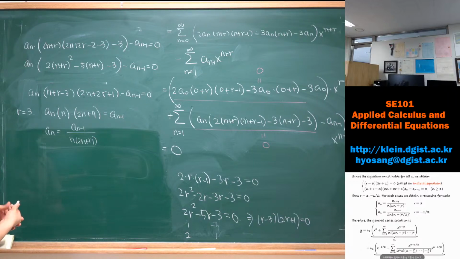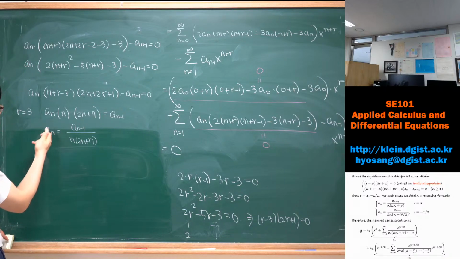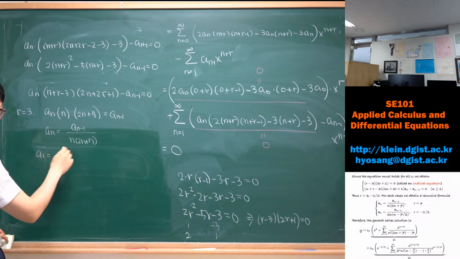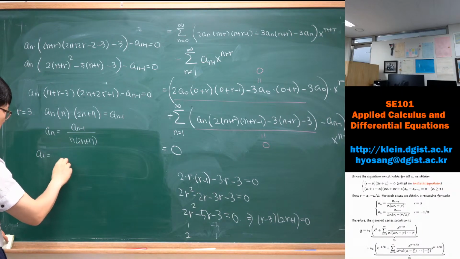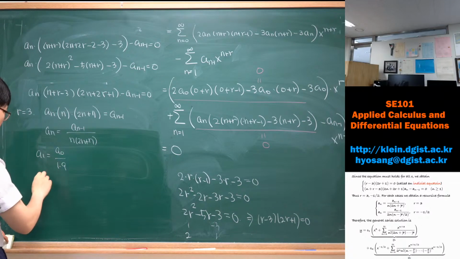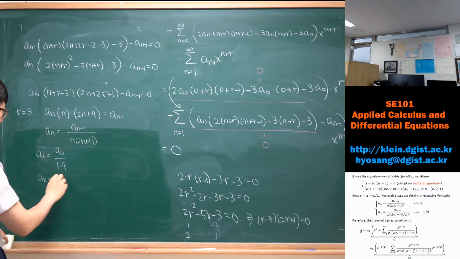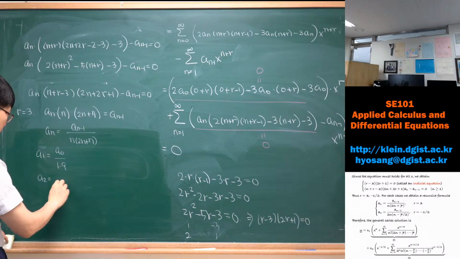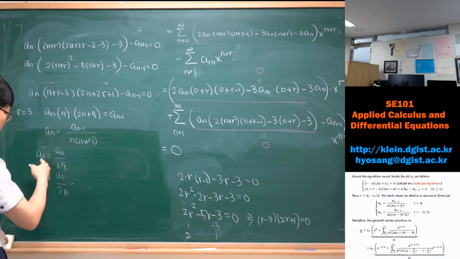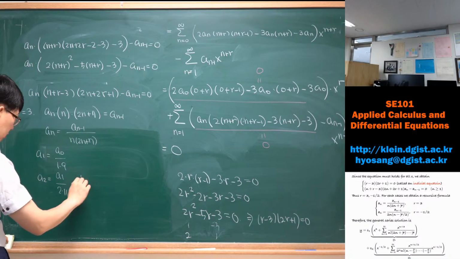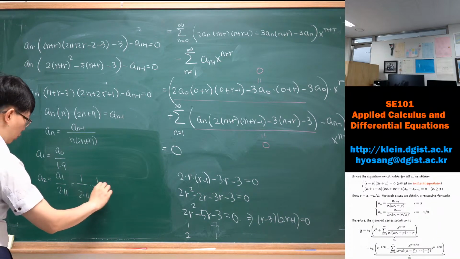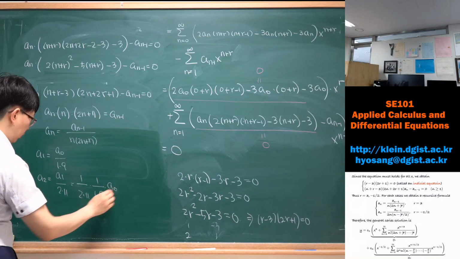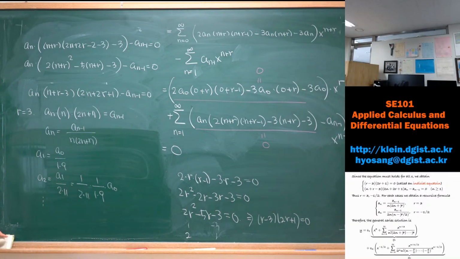a_0 is unknown, so we don't know what a_0 is. But since this recursive formula determines the consecutive term from the previous term, a_1 is now 1 over 1 times 9 times a_0, and a_2 is now 1 over 2 times 11 times a_1, but a_1 is also 1 over 1 times 9 of a_0, and so on.